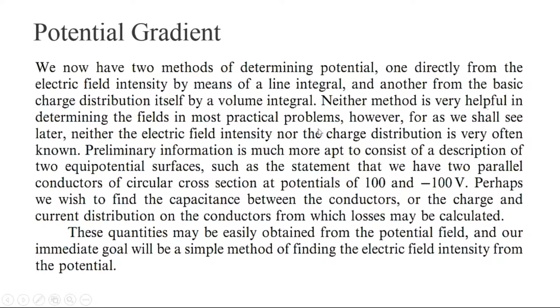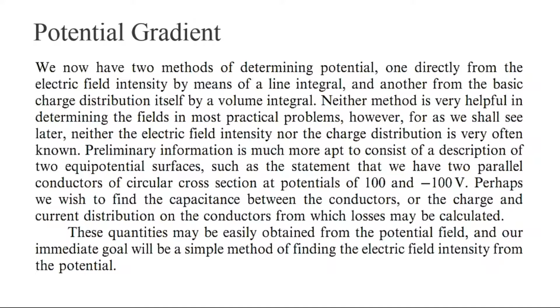Neither method is very helpful in determining the fields in most practical problems. However, as we shall see later, neither the electric field intensity nor the charge distribution is often known. Preliminary information is much more apt to consist of a description of two equipotential surfaces, such as the statement that we have two parallel conductors of circular cross section at potentials of 100 and minus 100 volts.